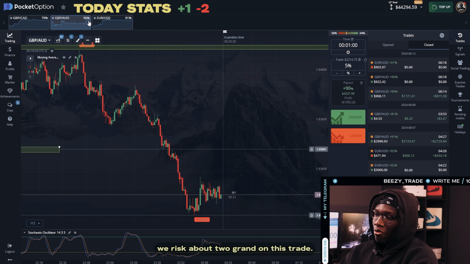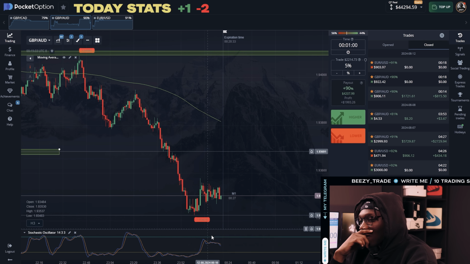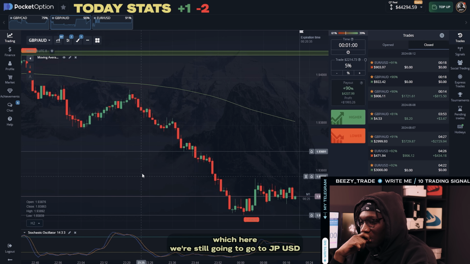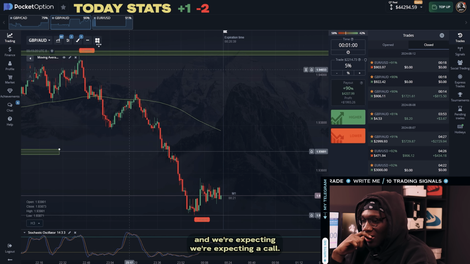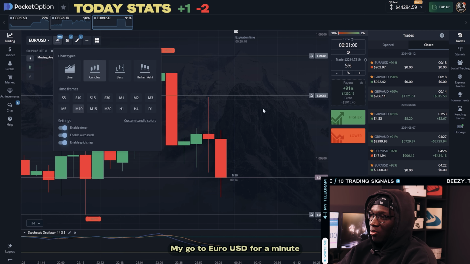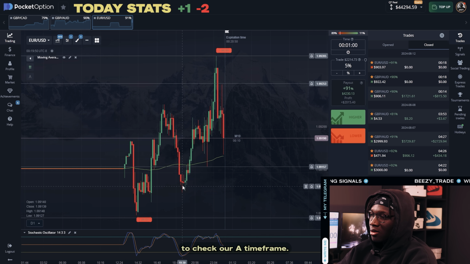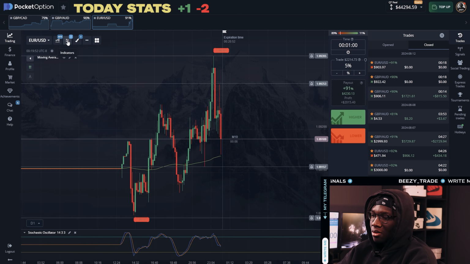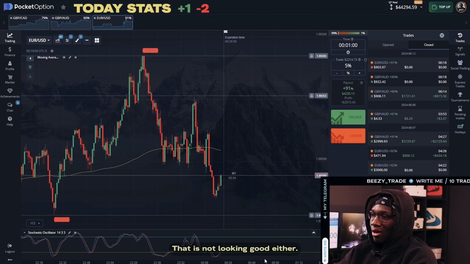We'll risk about $2,000 on this trade. So now we can see definitely the market is moving up, which here we're still going to go to GBP USD, and we're expecting a call. We're expecting to enter a call right here. I might go back to Euro USD for a minute. Let's check our high time frame, M10. Yeah, that is not looking good either.